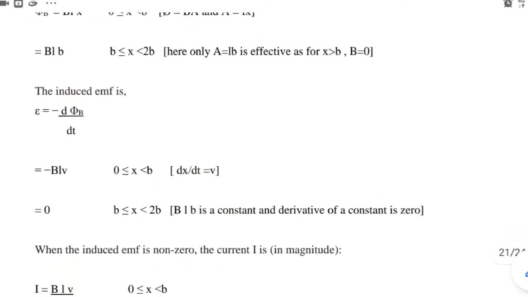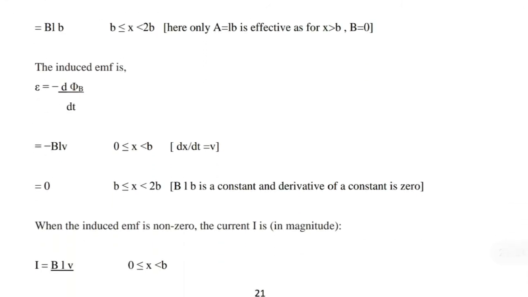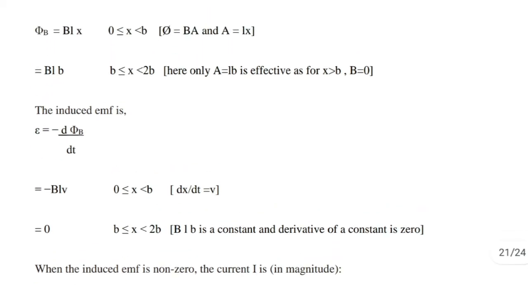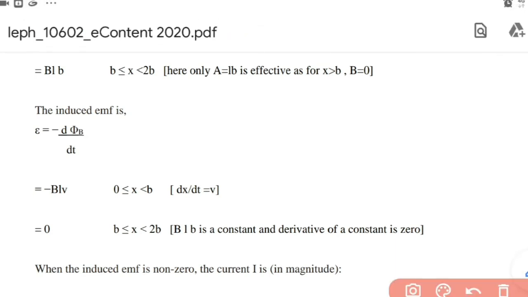You know what the expression for induced EMF is? Induced EMF, epsilon, is equal to minus d by dt of phi b, and phi b is BLx for the range. Always that range of x is remaining the same. You should note that. In the first case, it is between 0 and b, and in the case of 0 to b, the flux is BLx.